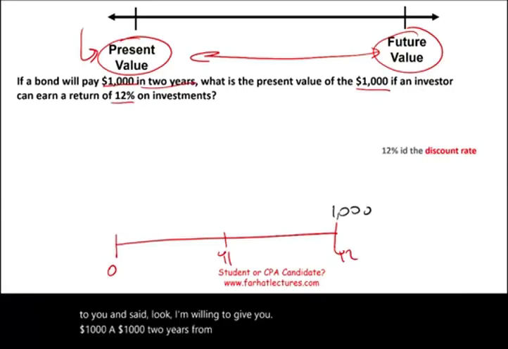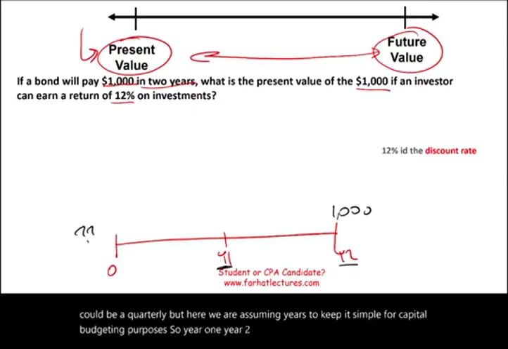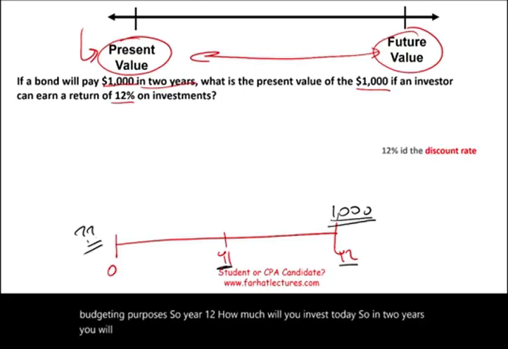Now, 2 years could be 2 periods. The period could be quarterly, but here we are assuming years to keep it simple for capital budgeting purposes. So year 1, year 2. How much will you invest today? So in 2 years, you will receive $1,000 and you are happy with that. Now you already know you want to earn 12%.